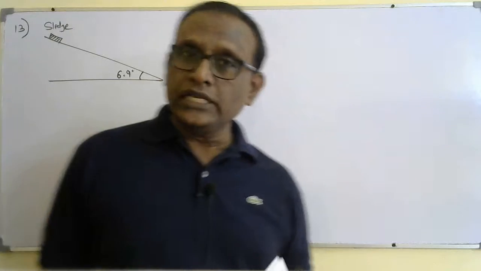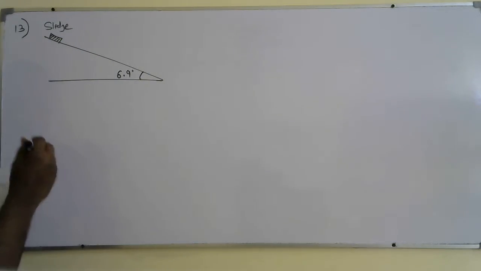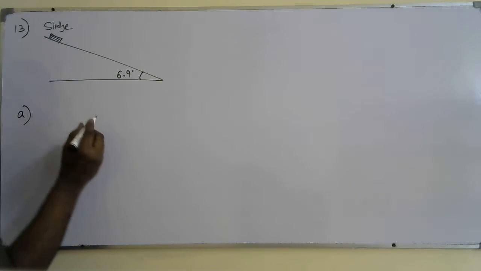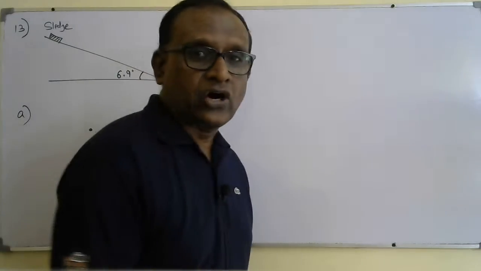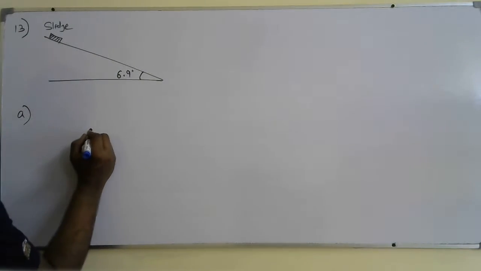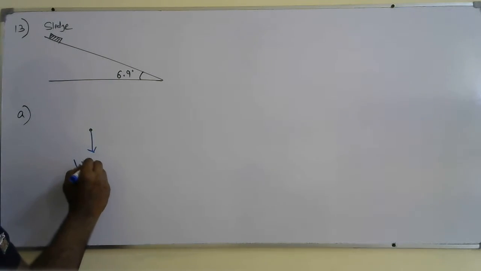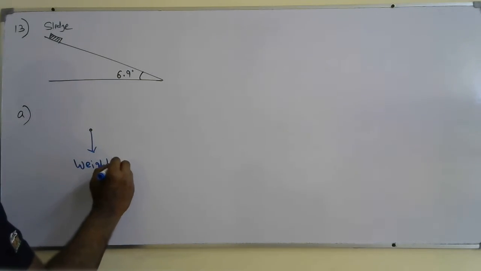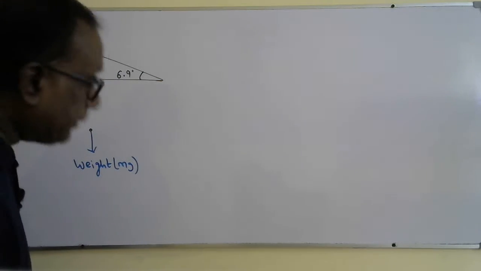So there will be only two forces, because no friction. They asked to mark it on a dot, a small dot that represents the sledge. There are two forces acting on it. One is the weight. The weight is acting vertically down, which is mg. And the normal reaction will be perpendicular to the slope.